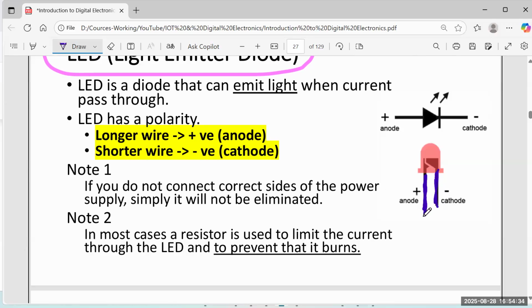The second thing is always use a resistor. Right? Typically a 220 ohm resistor. Usually we fix it to the positive side. Okay, positive side. So then only you give the power. Okay. Otherwise this may burn out. Okay.